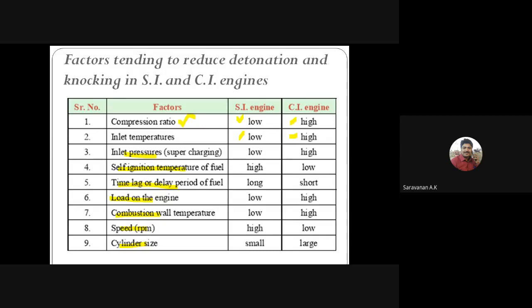So in this class we have seen what combustion is, what the combustion stages are, what knock is, and what the factors are which affect the knocking tendency. That is what we discussed in this class.